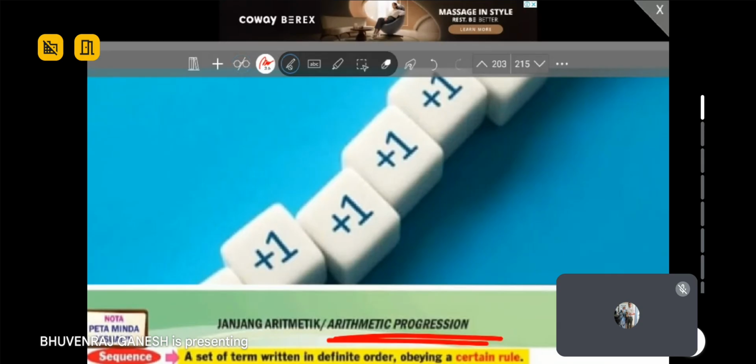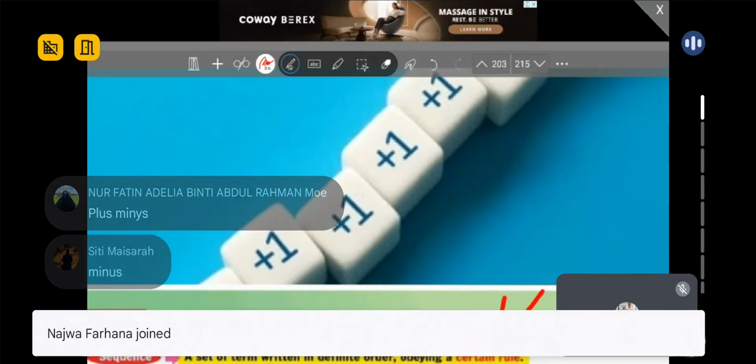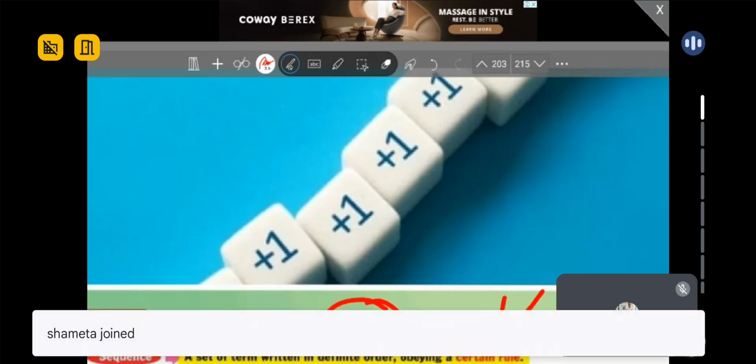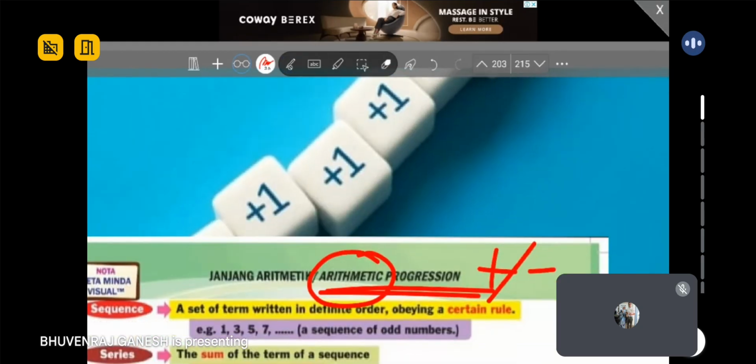Anyone? Siapa? Tambah, tolak, darab, bahagi. Mana satu? Okay, plus. One more? Yes, plus minus guys. That's why we call it as arithmetic. Arithmetic means plus and minus. Or in other words, basic maths. Okay, mathematic asas dipanggil sebagai arithmetic. Okay, yes, it involves difference.